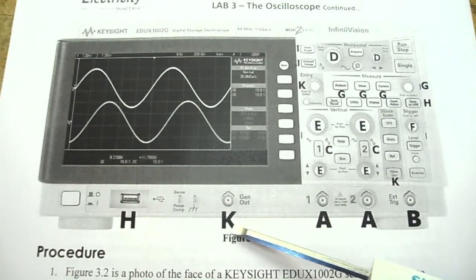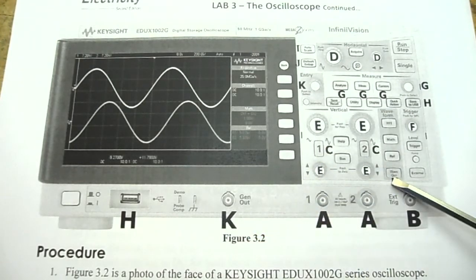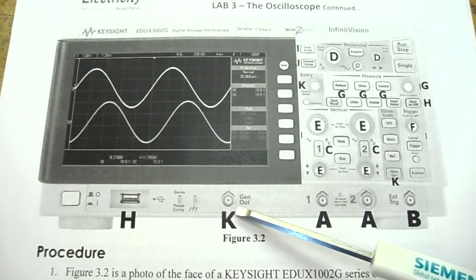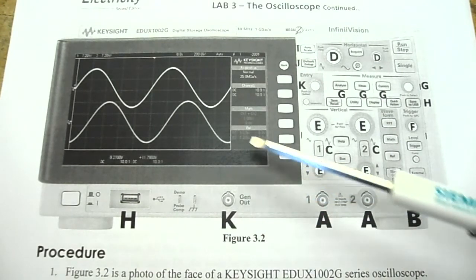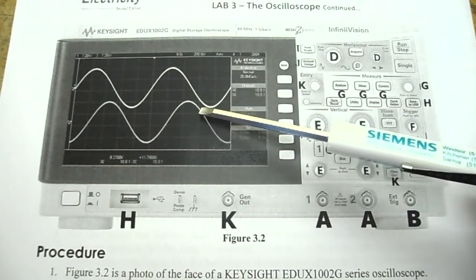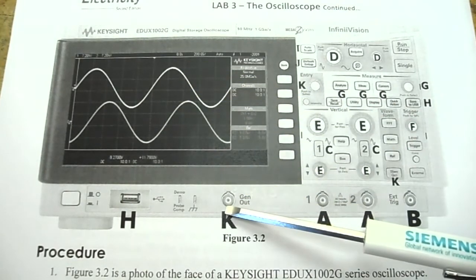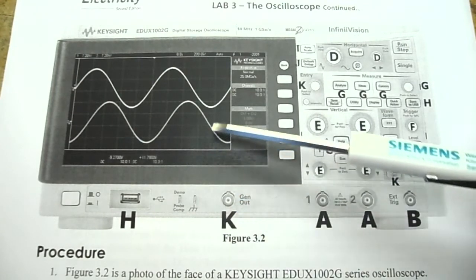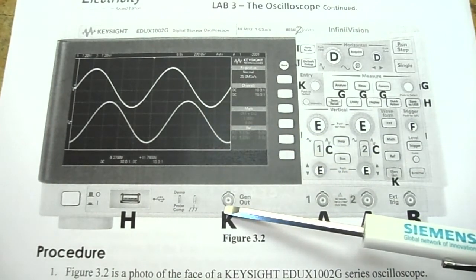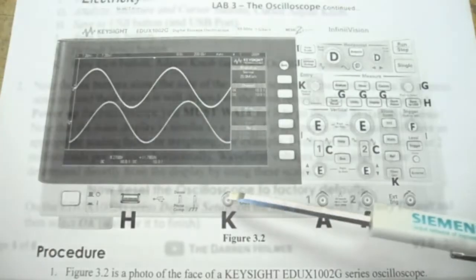K is our wave generator. So like I said previously, the oscilloscope typically views whatever we're trying to look at as far as signals are concerned. The function generator generates that signal. So what we're looking at on the scope screen actually came from the generator output.